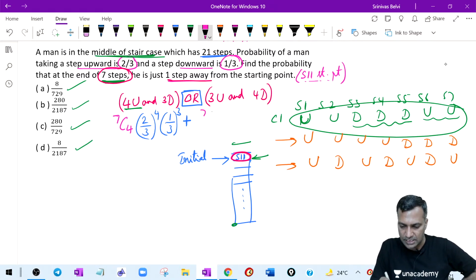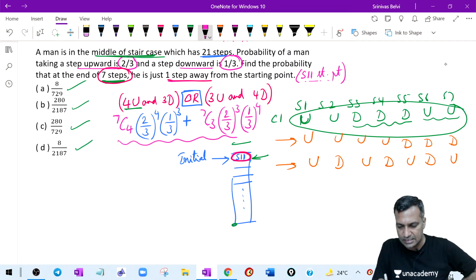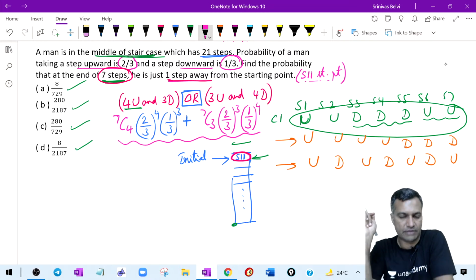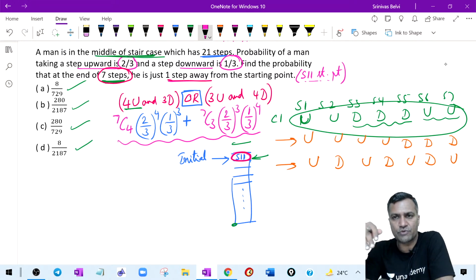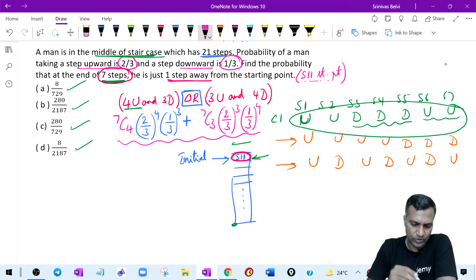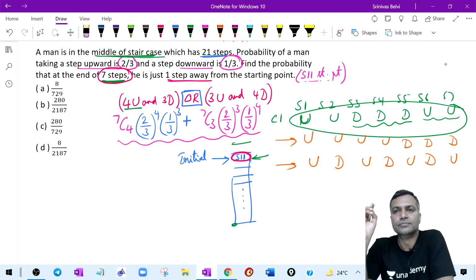3 up. Therefore 7C3. Probability of going up, 2 by 3 raised to power 3, and 1 by 3 raised to power 4. Now this gives me the result for this particular question. Comfortable? Everybody clear on this? Give a quick confirmation that you understood what we wrote. Simplification later. You can simplify this later.